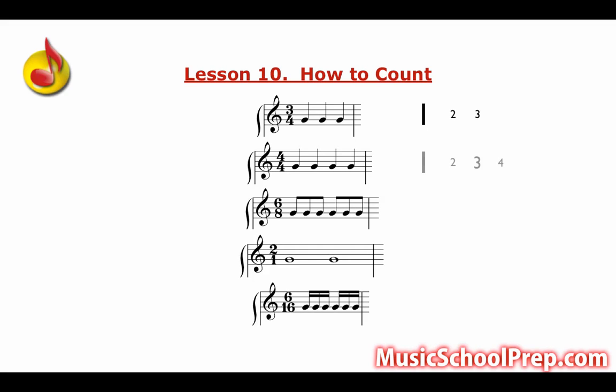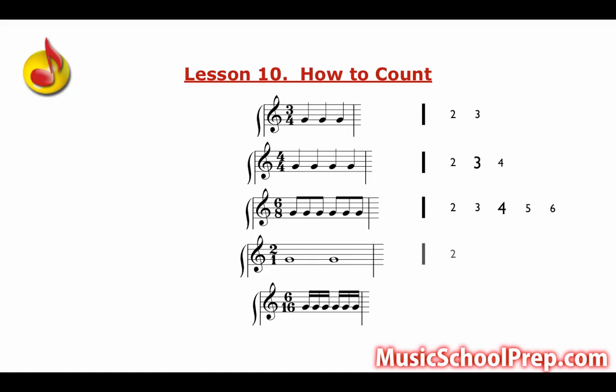Next is 4/4 timing. 1, 2, 3, 4, 1, 2, 3, 4. In 4/4 timing, as you can see here, beat 3 gets a little extra emphasis. Now 6/8 timing. 6/8 timing is counted like this. 1, 2, 3, 4, 5, 6. 1, 2, 3, 4, 5, 6. Of course, beat 1 gets the most emphasis, but beat 4 gets a little more emphasis in this time signature too, because of the way the notes are grouped.